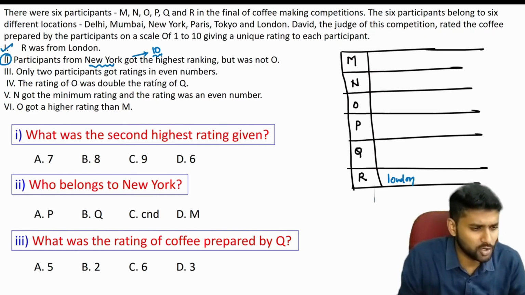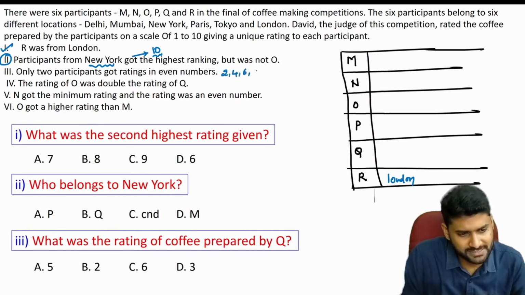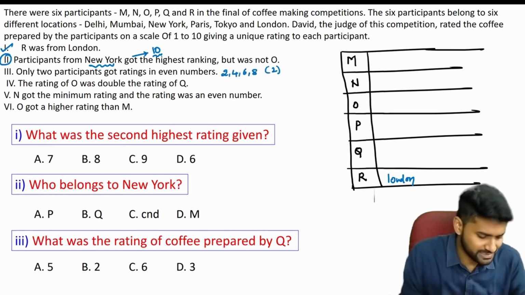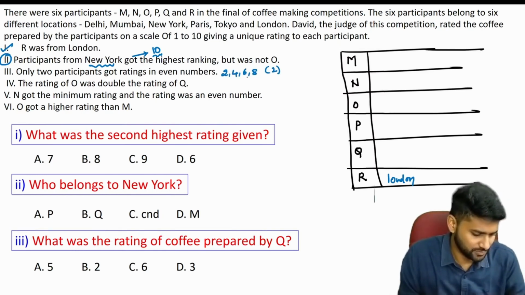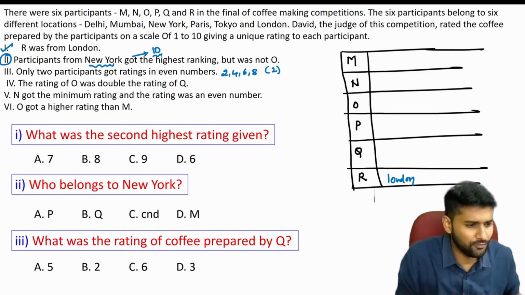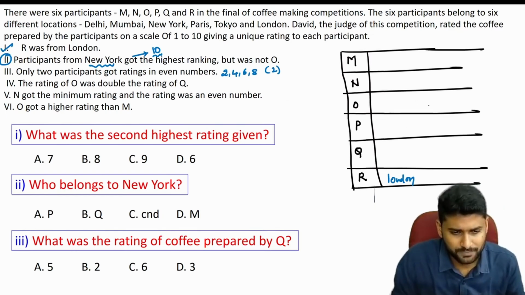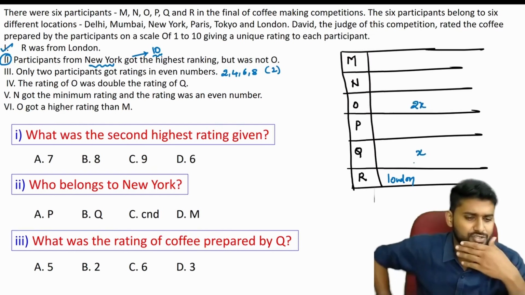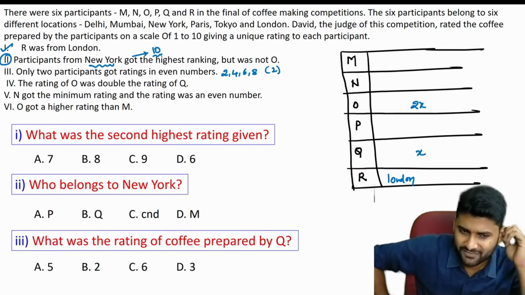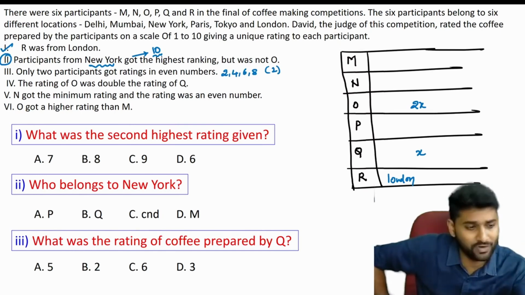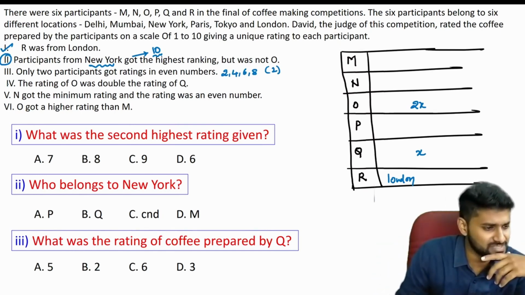Next, only two participants got ratings in even numbers. Only two persons, out of 2, 4, 6, 8. Out of these four, you have to consider two ratings. Another good piece of information: the rating of O is double the rating of Q. So if Q got X, definitely O got 2X, because the rating of O was double the rating of Q. We are done with this point.